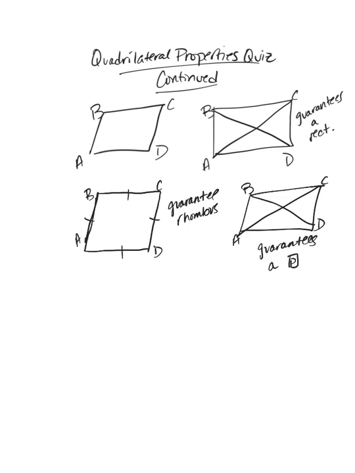Okay, the last choice, both pairs of opposite angles are congruent. That also only guarantees a parallelogram. So if those opposite angles are congruent, we cannot guarantee a rhombus. It only guarantees a parallelogram. Doesn't mean that it's not a rhombus. It's just that you can't guarantee it.